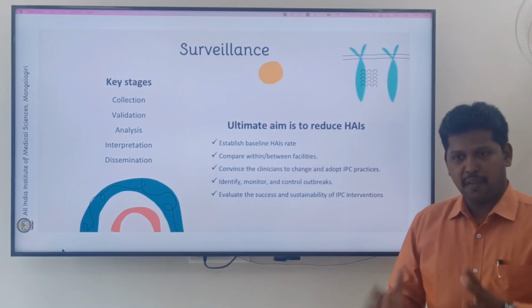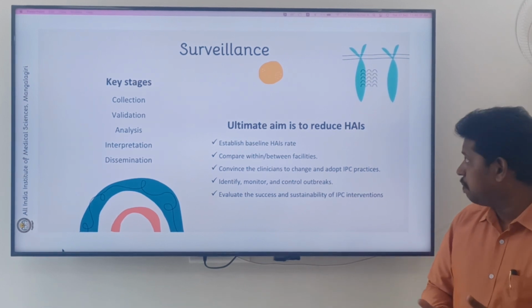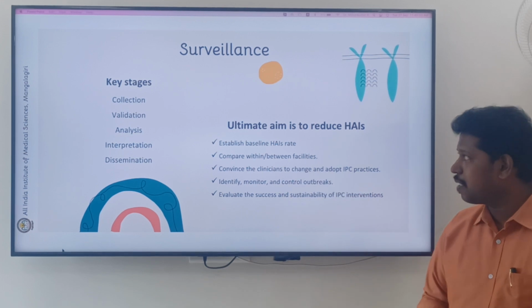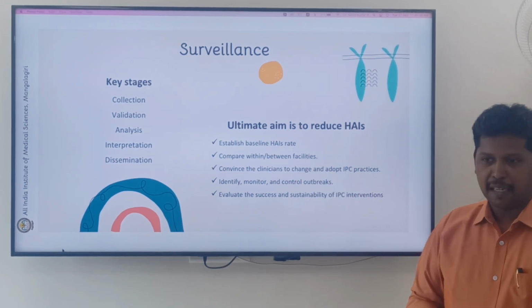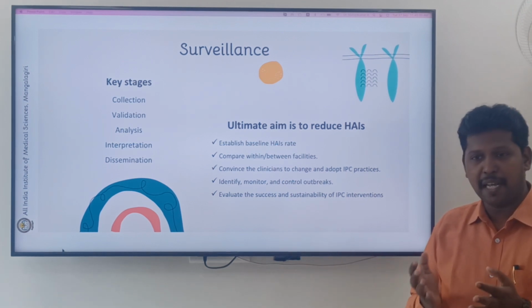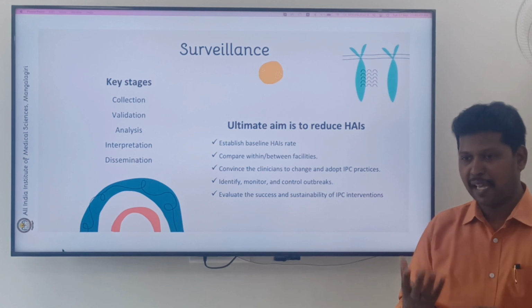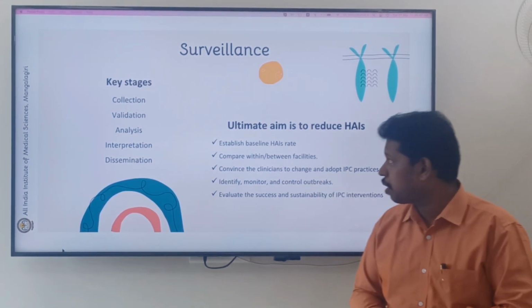So before going into the surveillance as such, like what is surveillance and what is the need to do that surveillance? So surveillance comprises of these 5 key stages. From the data collection. Collecting plenty of data does not mean anything. So it has to be decided which data has to be validated or which has to be analyzed. That also has to be seen. So validation is also quite an important component.